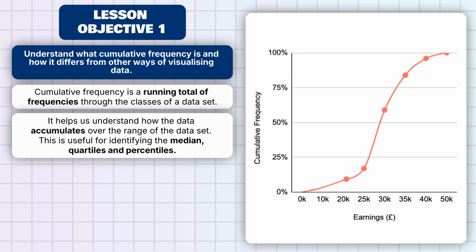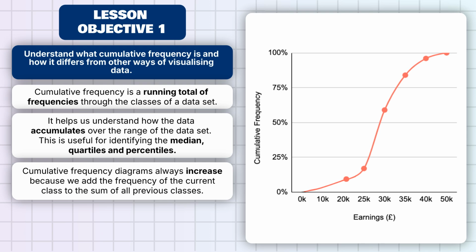What makes cumulative frequency diagrams different? Unlike the other graphs we've studied, cumulative frequency diagrams always increase. This is because at each data point, we add the frequency of the current class to the sum of all previous classes. Essentially, every point on the graph tells us the total number of occurrences up to and including that class.